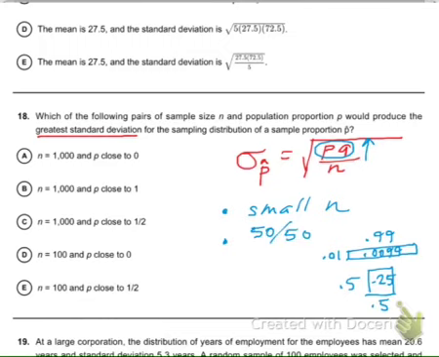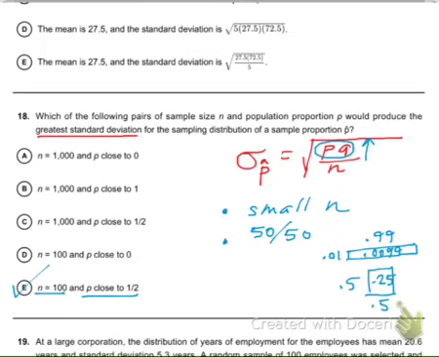Well, in this problem, we're looking for the greatest standard deviation. So which one does that give us? Well, we want the small n, and we want the P close to 50%. Answer E.